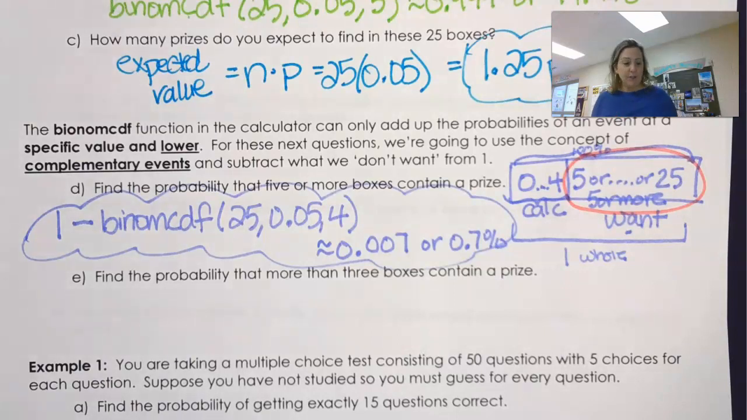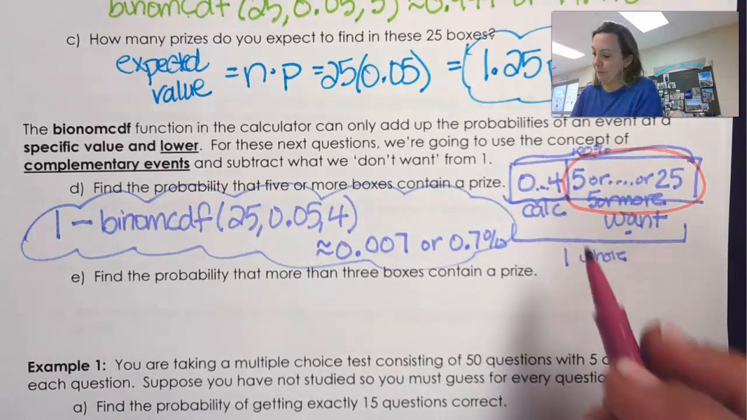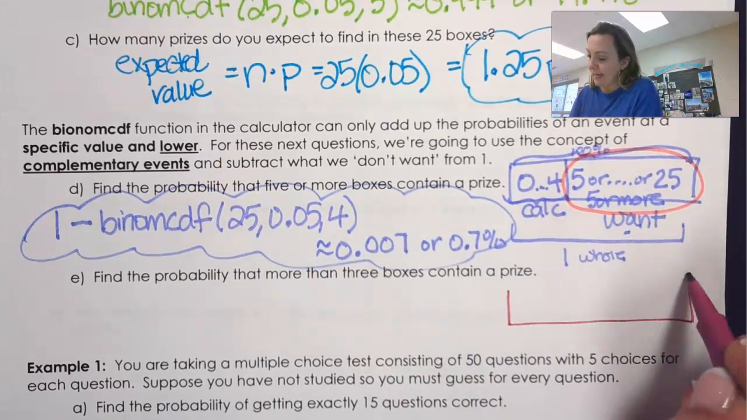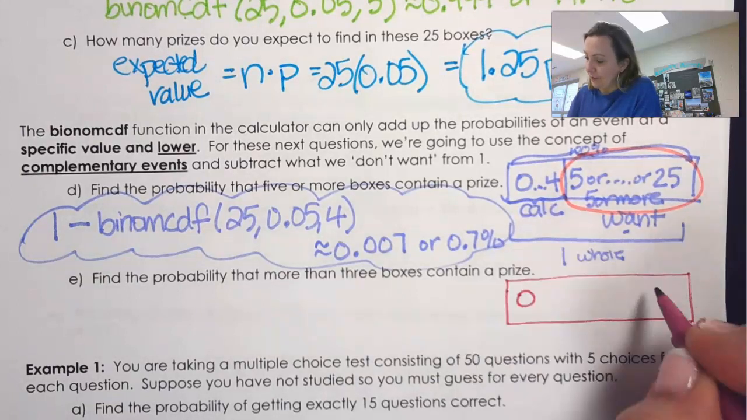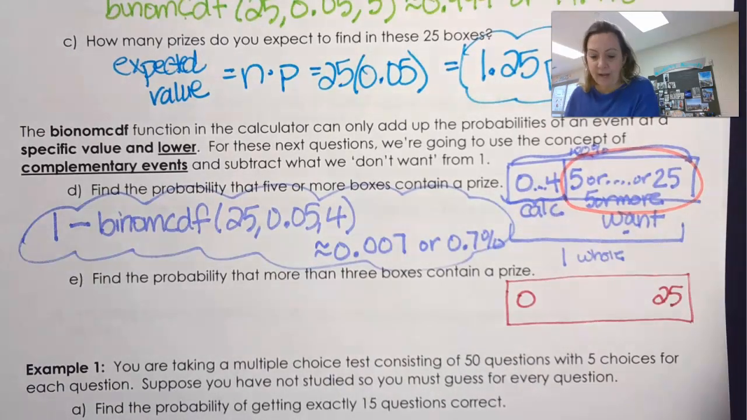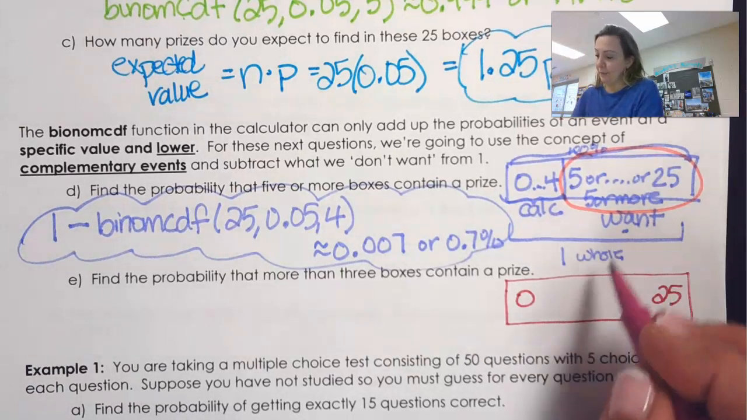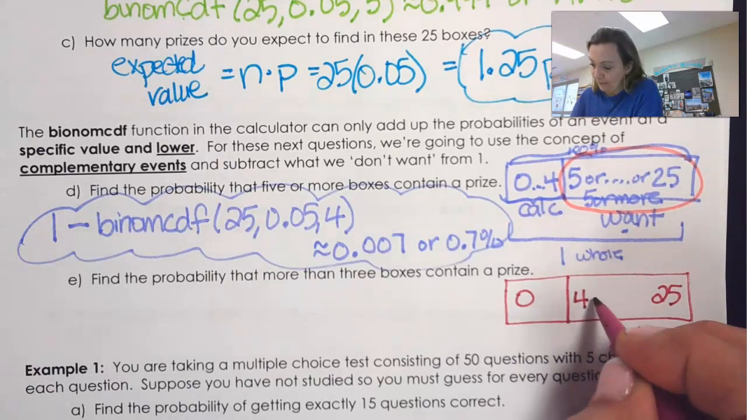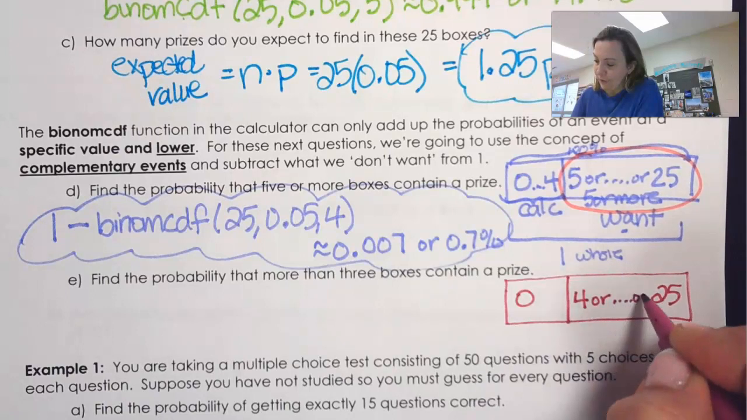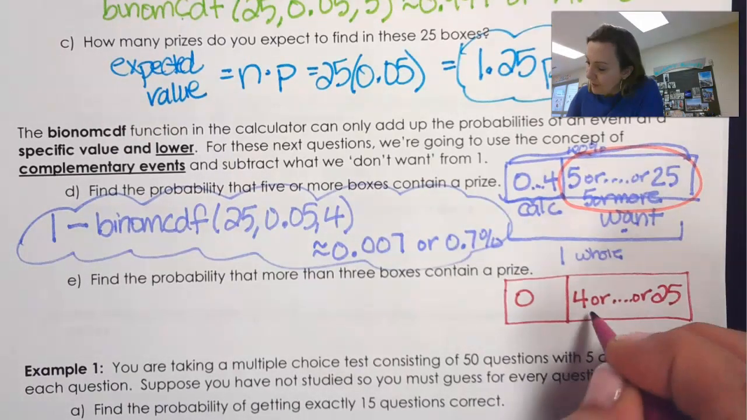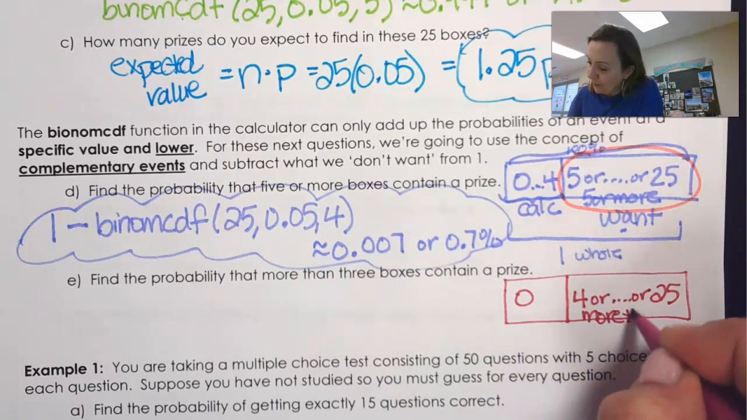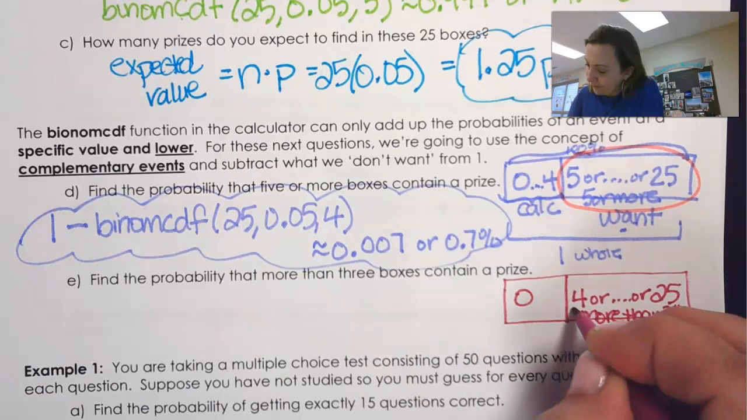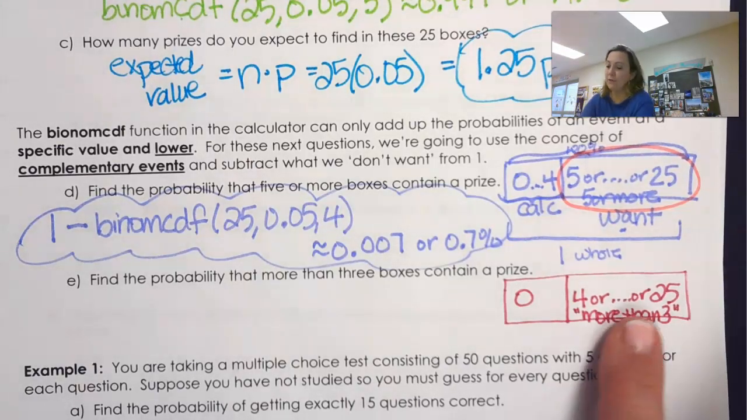Okay. So then the next question says, find the probability that more than 3 boxes contain a prize. Well, let's think about the boxes again. We can have from 0 to 25, okay? We want more than 3 to contain a prize. So how many would be more than 3? More than 3 would be 4 or 5, all the way up to 25. So this represents the more than 3. Okay. So more than 3 is 4 or more.